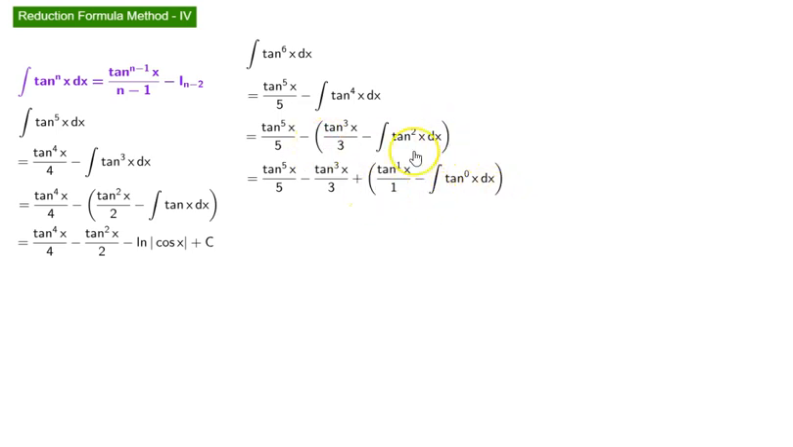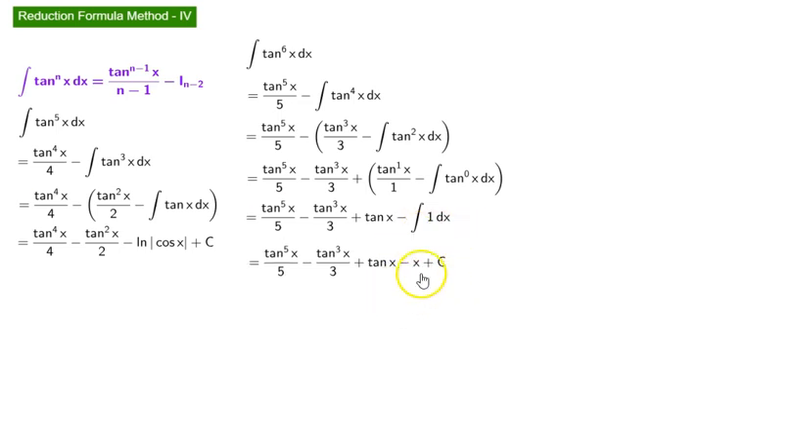Now, here we are opening up the brackets here itself. So, we have minus tan cube x by 3. Minus times minus is plus tan to the power of 1x by 1 minus the integral of tan to the power of 0x dx. Simplifying that, we get tan to the power of 5x by 5 minus tan cube x by 3 plus tan x minus the integral of 1 dx. And the integral of 1 dx is x. So this is the integral of tan to the power of 6x dx.